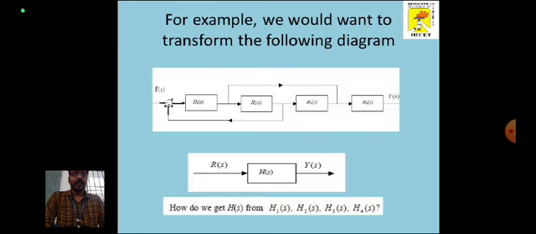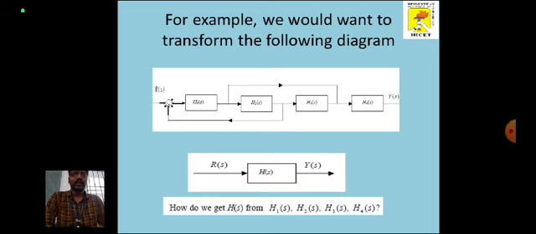For example, you can go through this figure. We have H1, H2, H3 and H4. These four blocks are not purely in a cascade. We can say they are in a cascade, but in between we have some kind of branch point. So we have to remove those branch points and make it a single block.